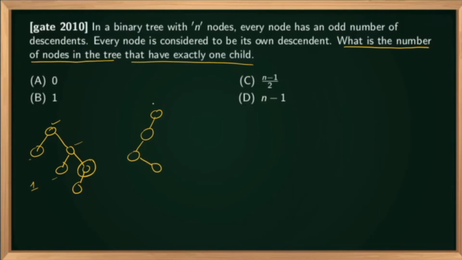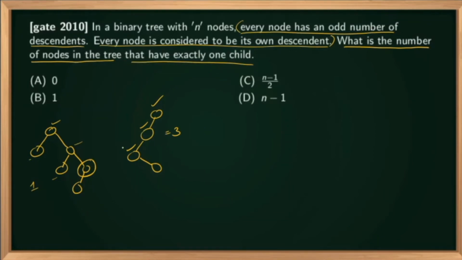And here this node is having exactly one child, this node is having exactly one child, this node is having exactly one child. So the number of nodes in the tree that have exactly one child here is 3. But we have one more condition: every node has an odd number of descendants, and every node is considered to be its own descendant. So this is the one more condition we have satisfied in this tree.